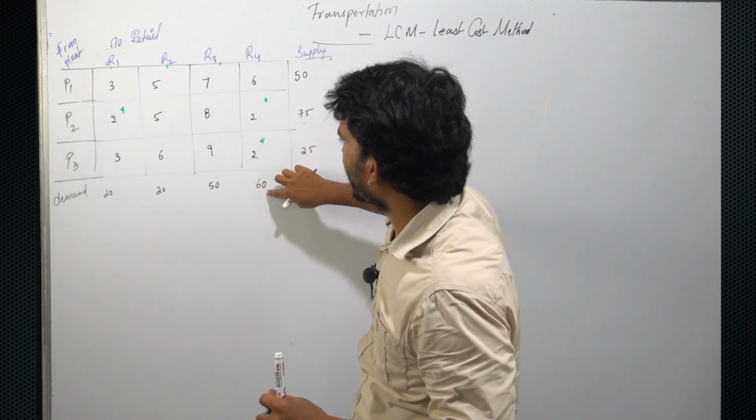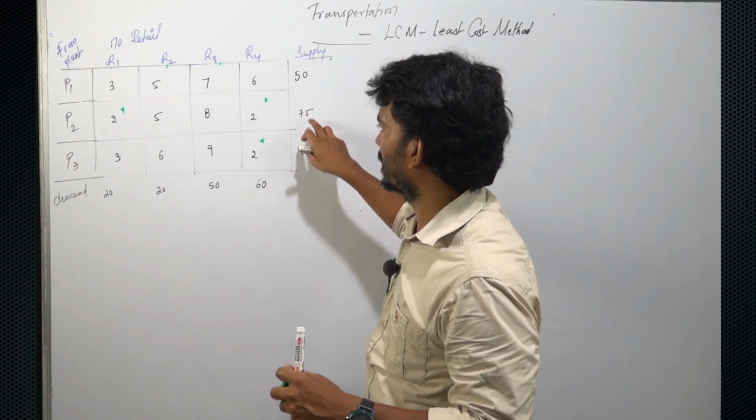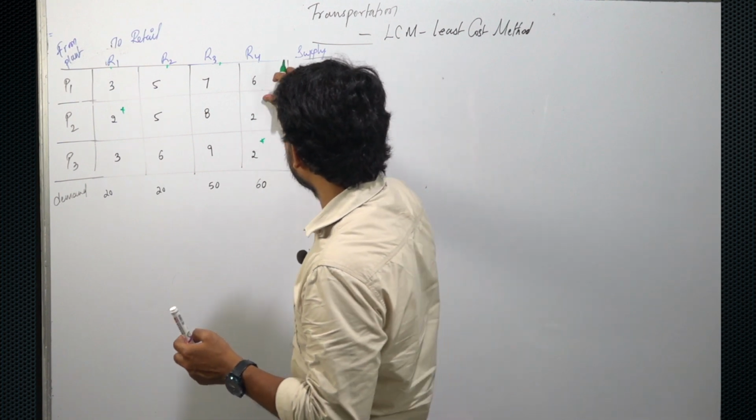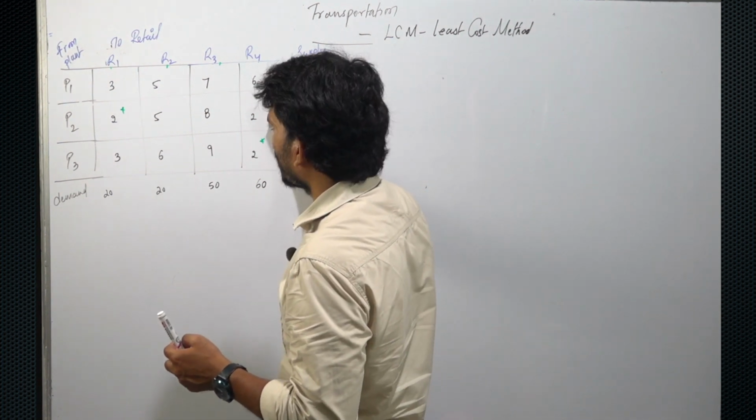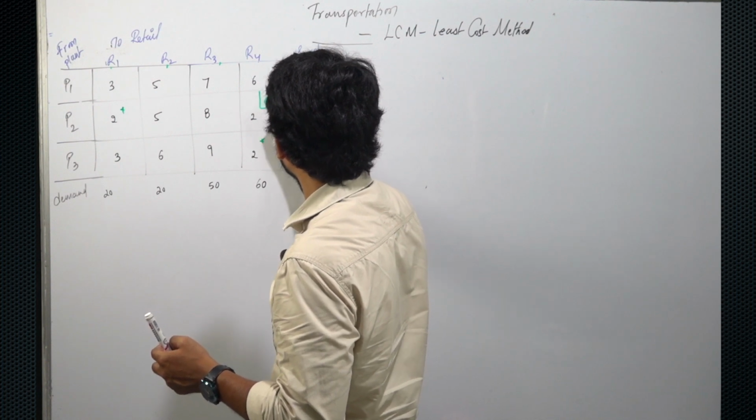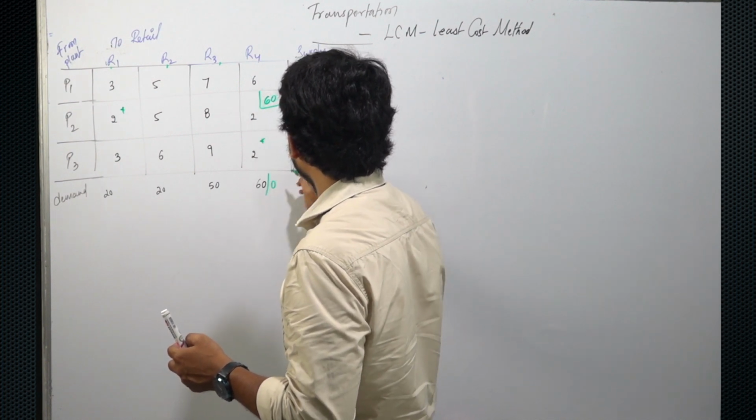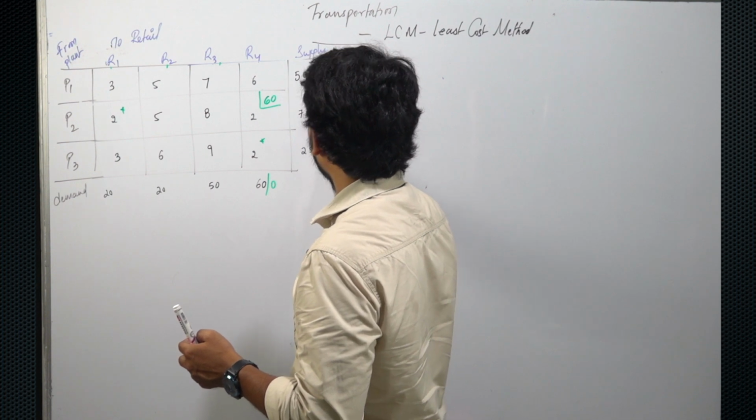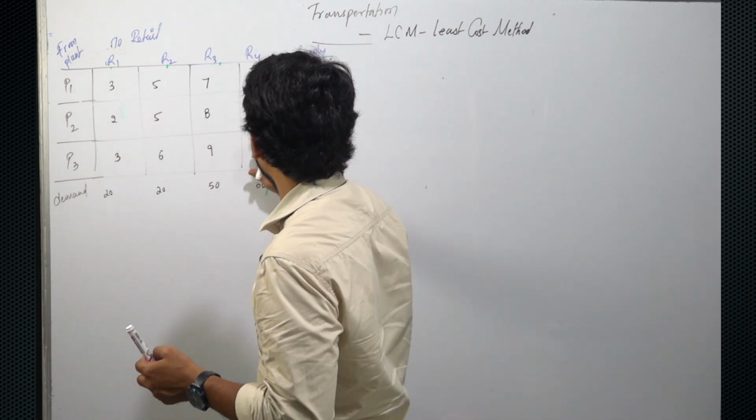Here, because the demand is 60 and the supply is 75, I can go ahead and start my answer with P2 R4, transporting 60 here. So that will make this 0, and here it will be 15. I'll just erase it; I wrote it once just for understanding.